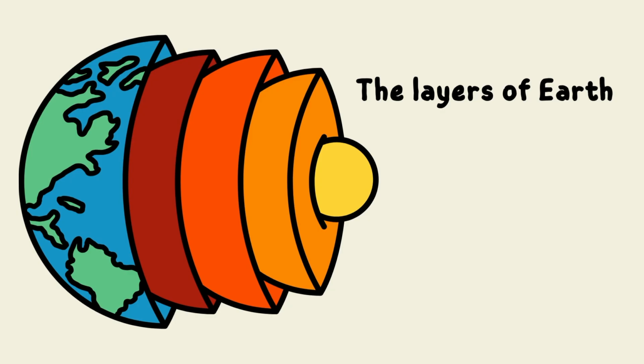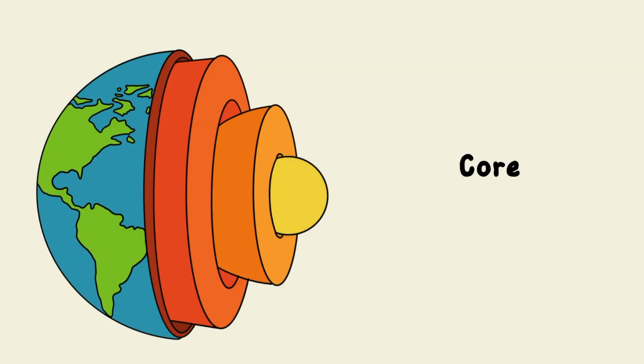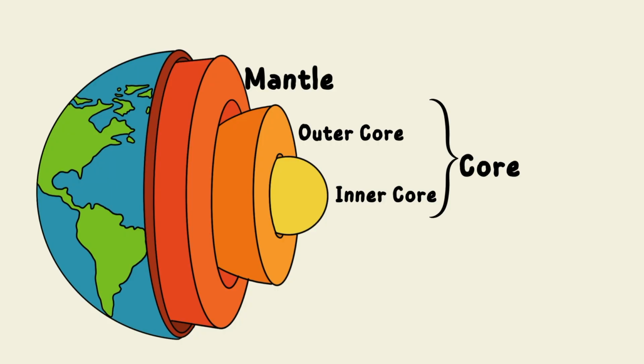Basically, there are three layers of Earth. Core, which is the inner layer and is divided into the inner core and outer core. Second layer is the mantle, it is the middle layer. And the third layer is the crust, the top layer or the outer layer of Earth.